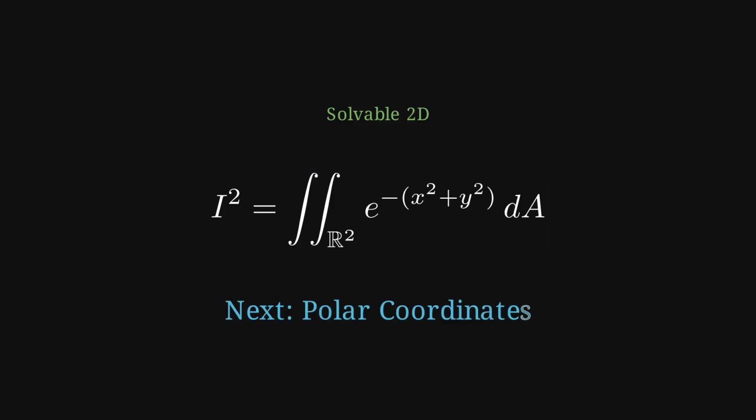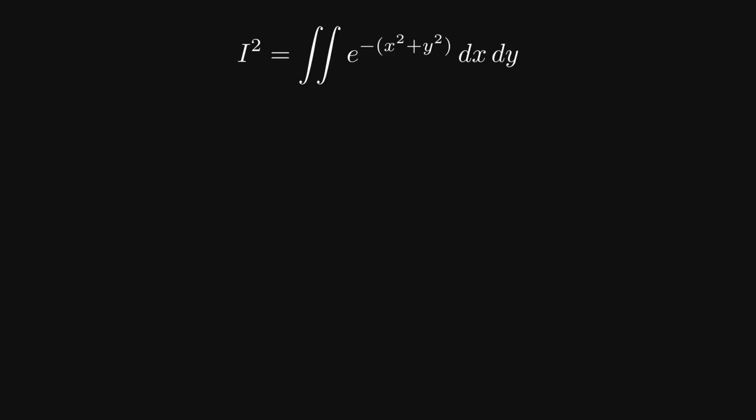Look at the exponent, x squared plus y squared. If you remember your geometry, x squared plus y squared is exactly r squared in polar coordinates, where r is the distance from the origin. This is screaming for us to switch to polar coordinates.